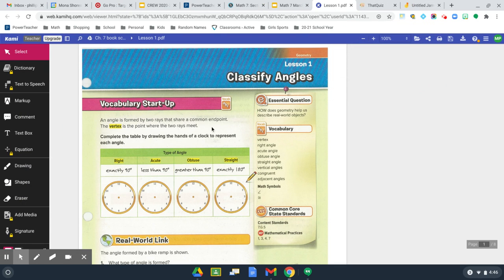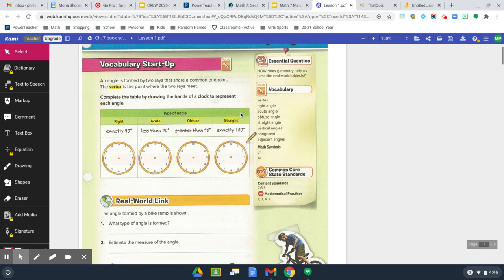All right, so let's look at lesson 1. This is page 535. We're going to practice a little bit with what we did with some of the angles on that vocab sheet and some that should be familiar to you. As we go through a few of these, just notice that some of the vocabulary we started to talk about is within these book pages. You'll see there's vertex, which we talked about. And underneath, we're going to look at the types of angles that we can draw on the hands of a clock to represent each angle. So for example, the right angle at exactly 90 degrees.